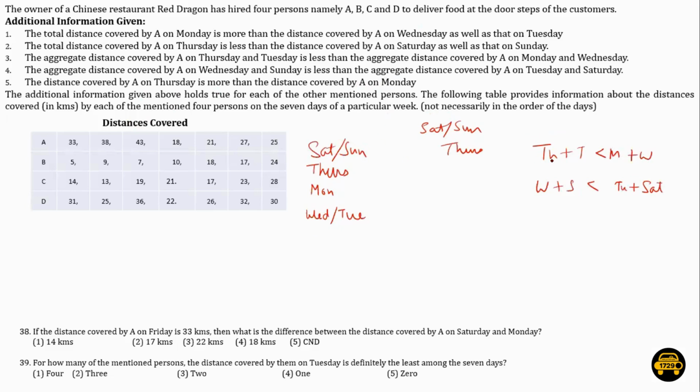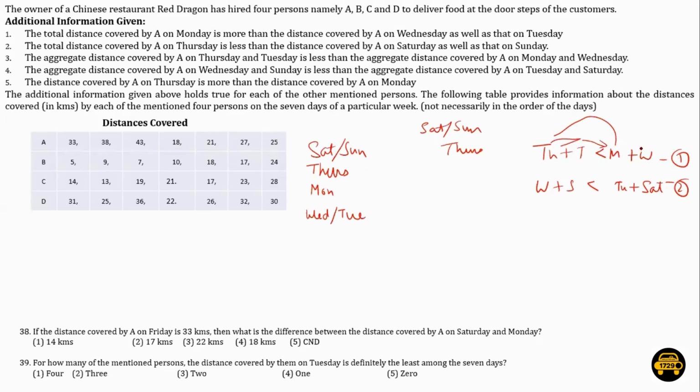So let's have a look. On the basis of these two equations, this is the first equation, this is the second equation. Let's have a look at the first equation first. So it says Thursday plus Tuesday is lesser than Monday and Wednesday. Now we know Monday is already lesser than Thursday if you compare both of them. So Monday is already lesser than Thursday. So Thursday is greater than Monday.